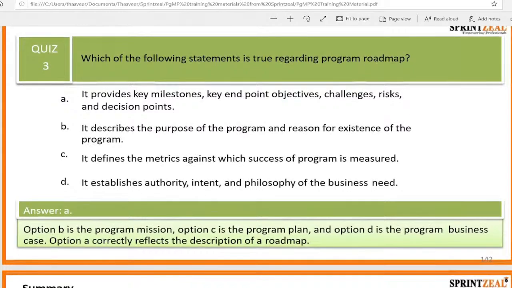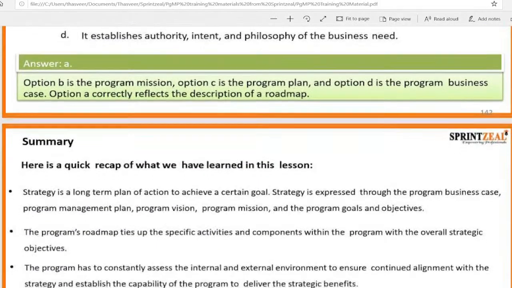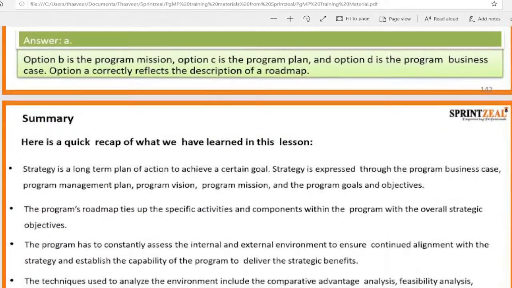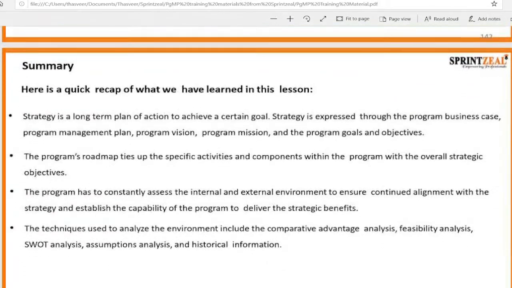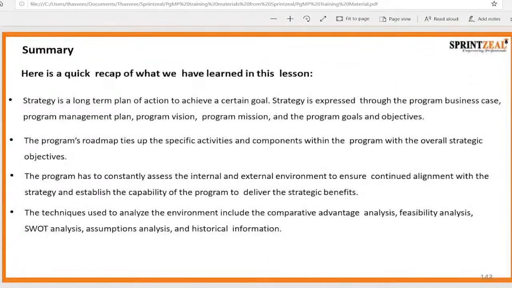Yeah. So you got 3 out of 3. I think only 3 questions here, so you got 100% pass. Okay, that's good. Pass. So here is a quick recap.